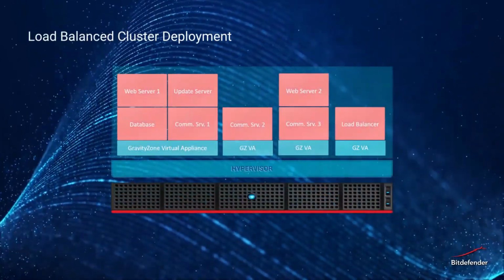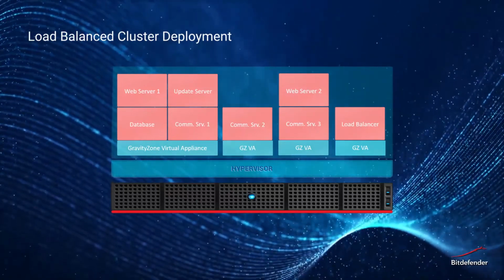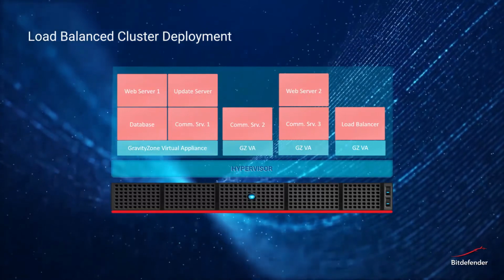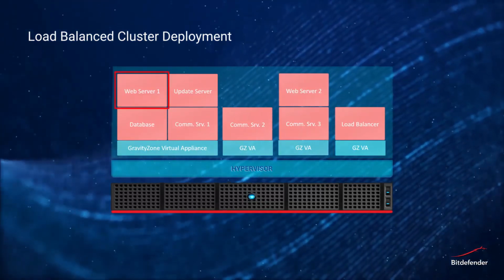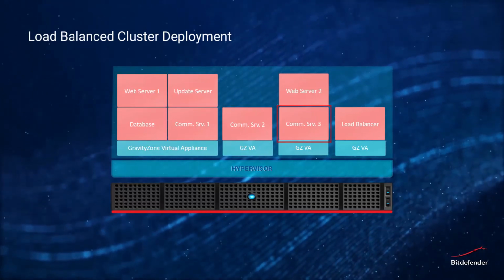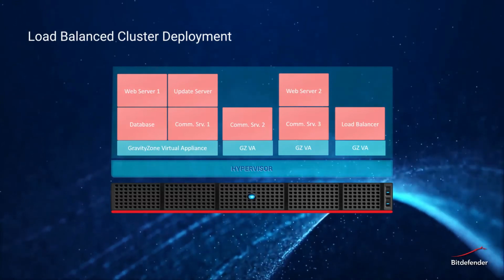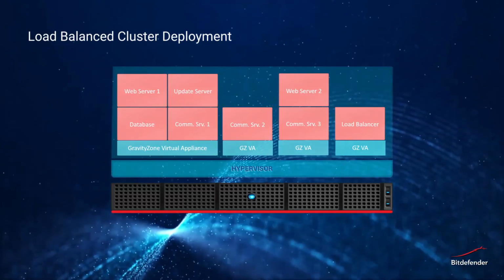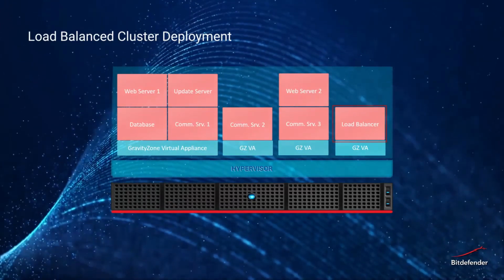If you want to drive up scalability, and ensure high availability and load balancing for the communication server and web server roles, you will have to deploy the load balancer role on a separate GravityZone virtual appliance. Furthermore, you will need to deploy several communication server and web server roles on other GravityZone appliances. In the end, your GravityZone deployment should contain at least 2 communication server roles, and at least 2 web server roles, whose load will be balanced among them by the load balancer.